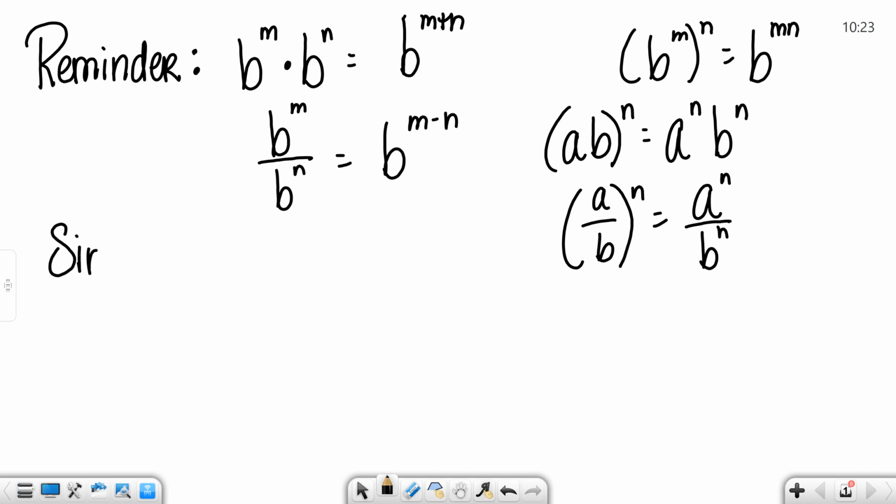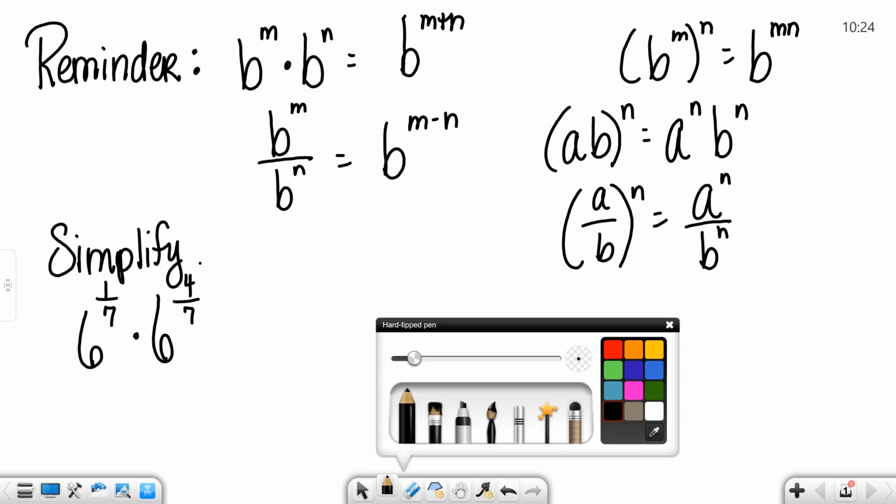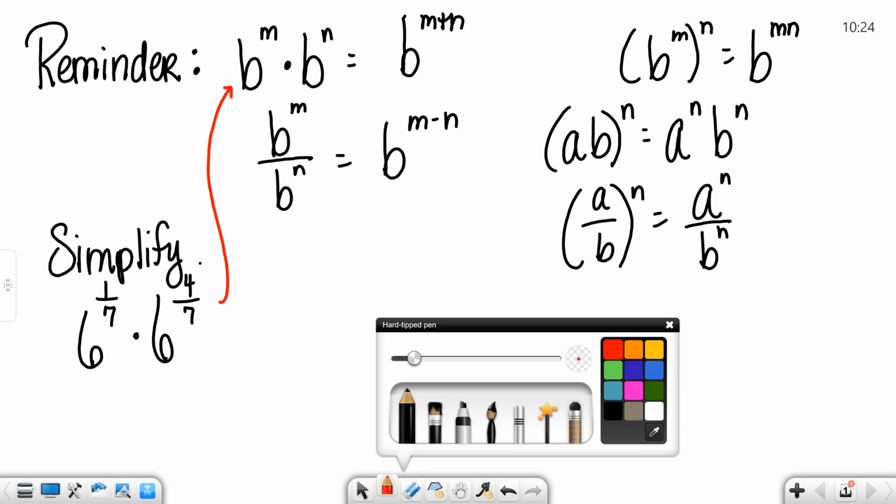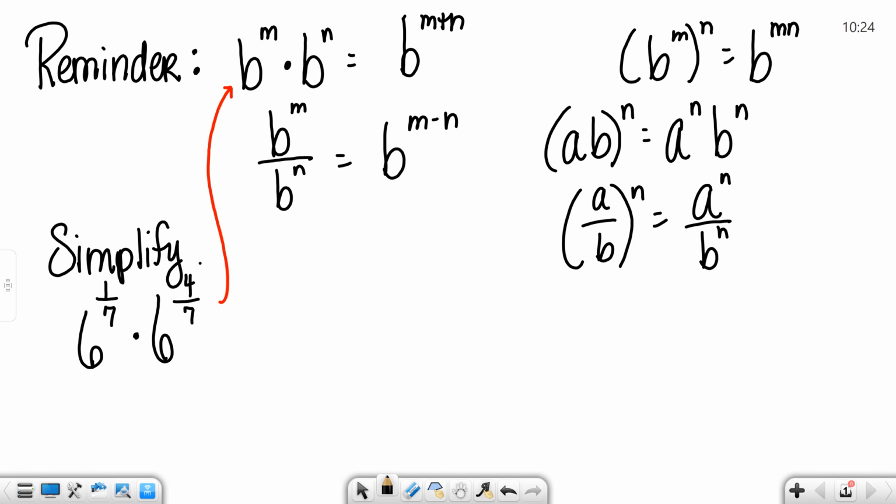So we're still simplifying. 6 to the 1/7 times 6 to the 4/7. That's this first rule up here, an old rule. When we're multiplying and our bases are the same, we add the exponents. So we add 1/7 plus 4/7, and we get 5/7.